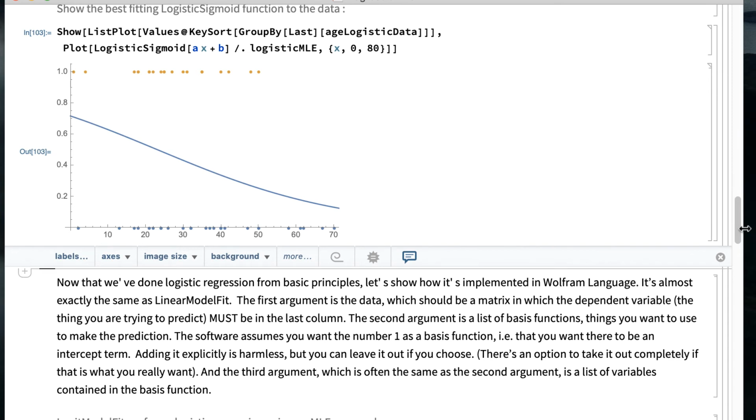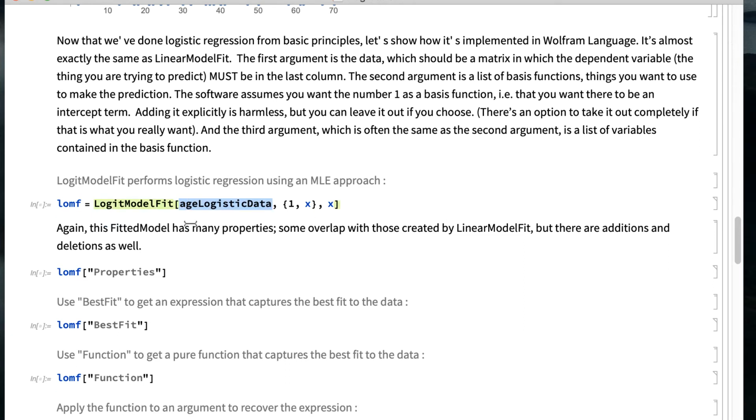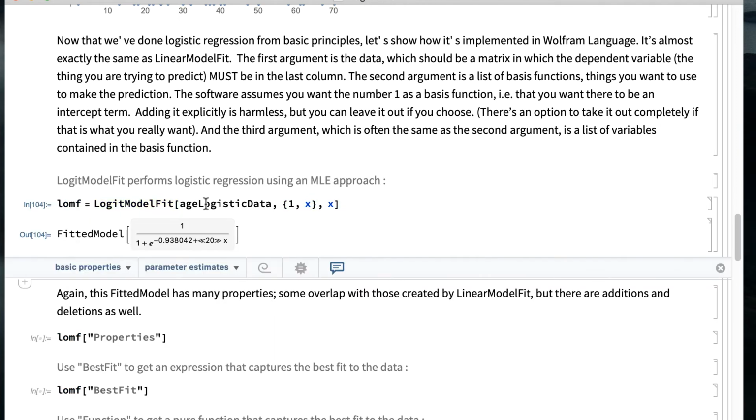Is there a simpler way? Yes, in Wolfram Language there is, and it looks very, very much like linear model fit. You just use something called logit model fit. You give it your data. Again, it's a matrix in which the last column is what you're trying to predict. Your basis functions. Here I did include the 1. I'm not sure why. And x is simply our crime as it happens. And here's the variable that we're trying to get information about, x. So we do this, and we get a fitted model object, okay?